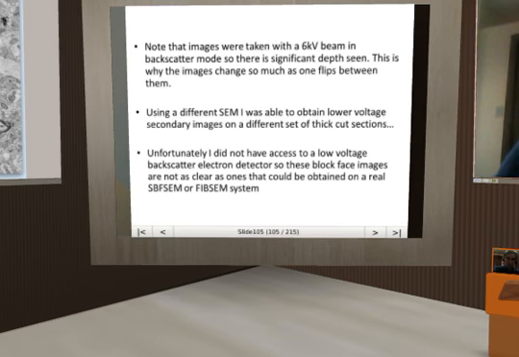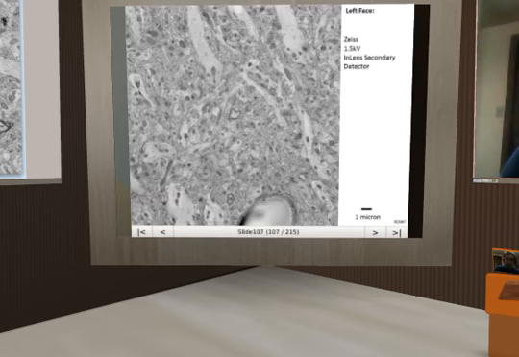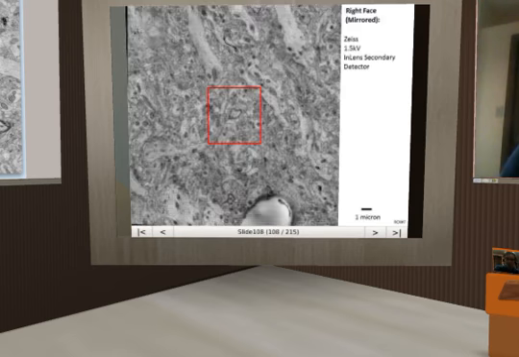Using a different SEM, I was able to obtain lower voltage secondary images on a different set of thick cut sections. Unfortunately, these are a little lower quality than what you would usually expect, but they do show that you can trace neuronal processes from one to the other. So these images are from low voltage secondary imaging of matched 20 micron thick hot knife sections. So here's the left face and the mirror reverse right face.